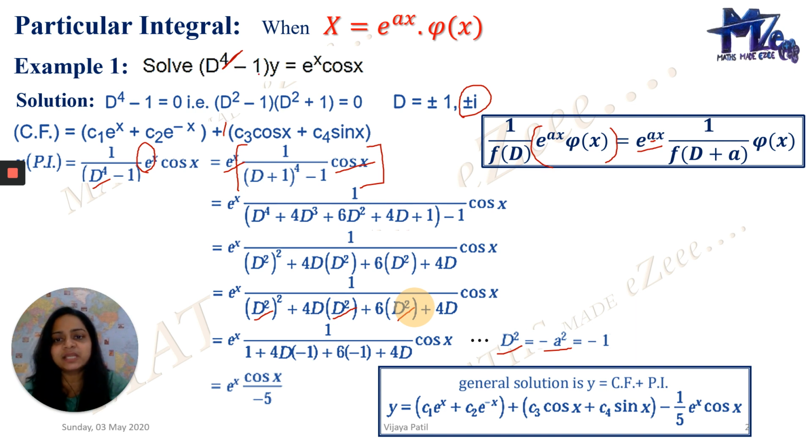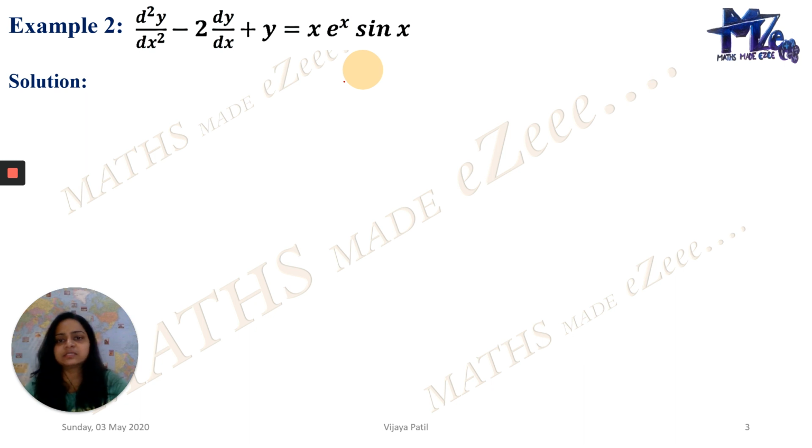D to the power 4 minus 1 on y is equal to e to the power x into cos of x. So if you observe here, we have used e to the power x phi of x, and the phi of x in the present case is cos of x. Similarly, you could get this function as x squared, x cube, or e to the power x and so on. The prerequisite for this particular example is what I've told in the previous lectures. Let us go for this example.